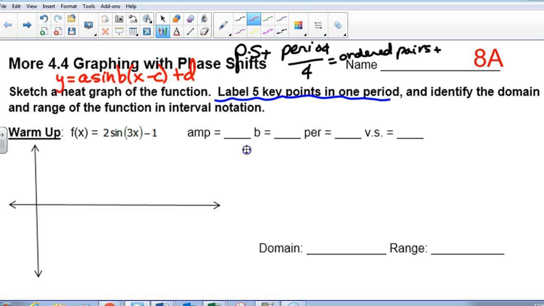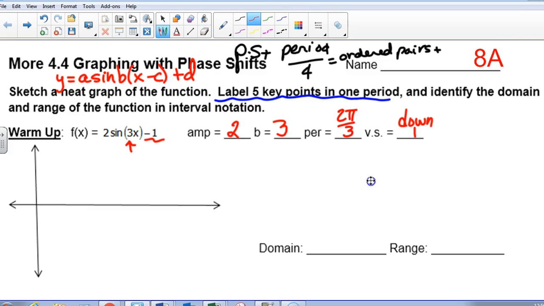All right, so I'm going to go around the room a little bit. Trey, tell me something, anything about this graph. Okay. Alex, anything? Okay, this -1 on the back is telling us the vertical shift is down 1. Cassie? Okay, so the B value right here is 3, so the period is 2 pi over 3.